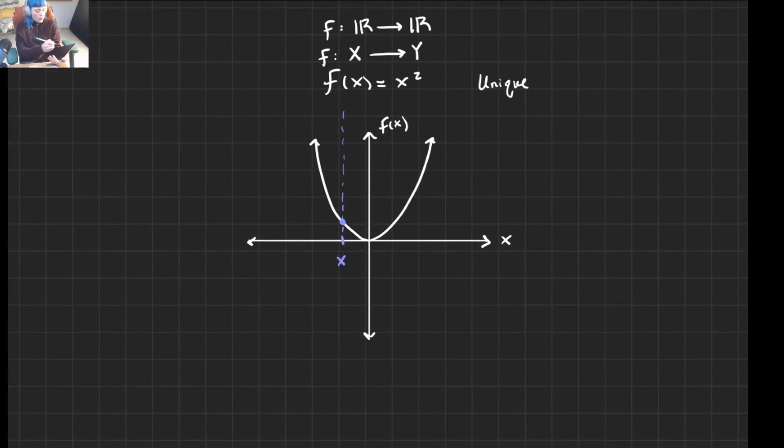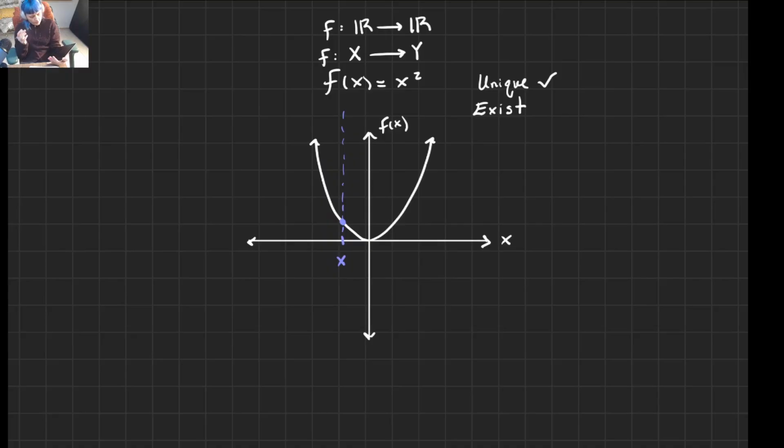Okay, so is it unique? The answer is yes, because for any of these values in the domain, all real values, you're only going to intersect, you're only going to have one value in the range for each x value. So it is unique. The next question is, does it exist? And if it does, then it's a function.